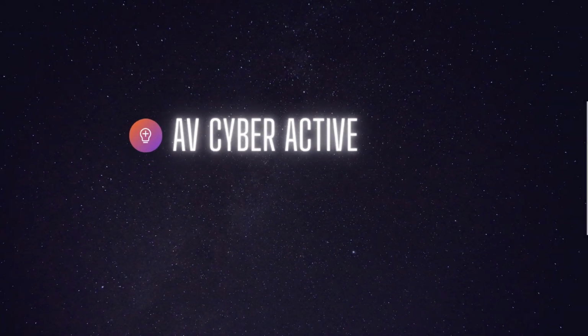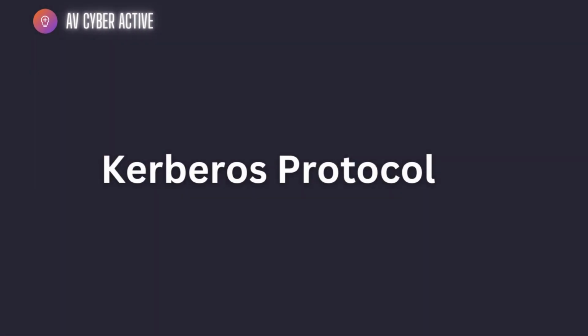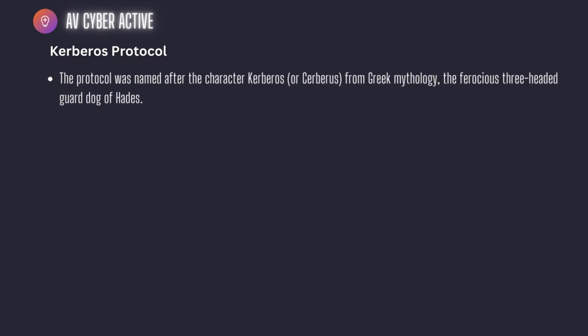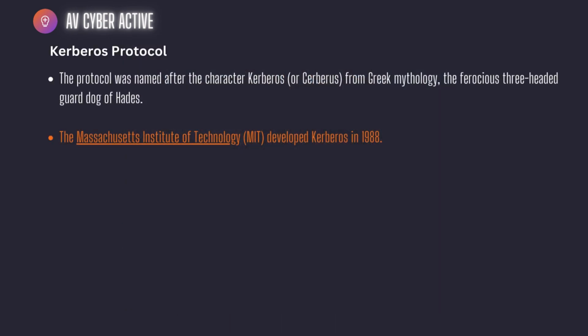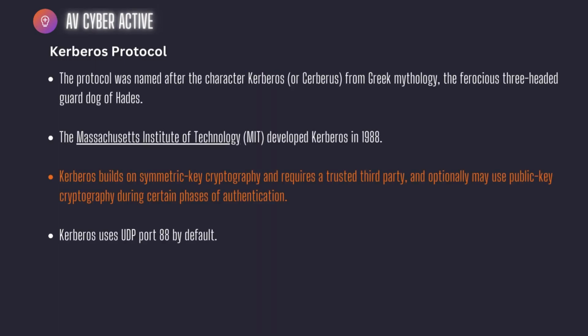Today we're going to discuss the Kerberos protocol and how it is used. The protocol was named after the character Kerberos from Greek mythology, the ferocious three-headed guard dog. It was developed by MIT, the Massachusetts Institute of Technology, in 1988. Kerberos builds on symmetric key cryptography and requires a trusted third party, and optionally may use public key cryptography during certain phases of its authentication. Kerberos uses UDP port 88 by default.